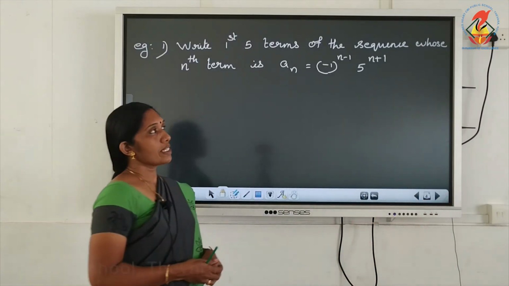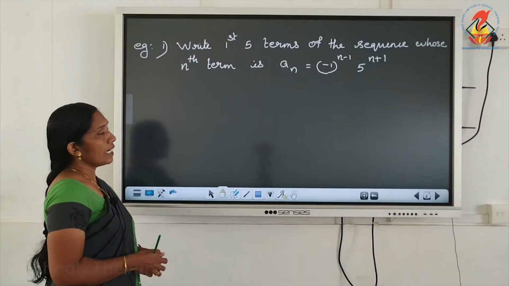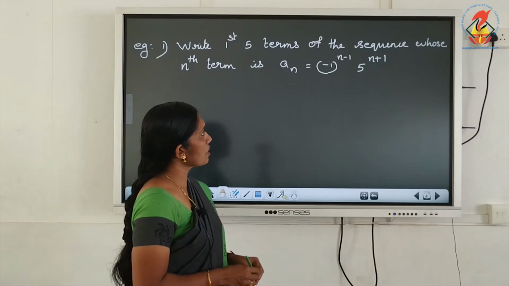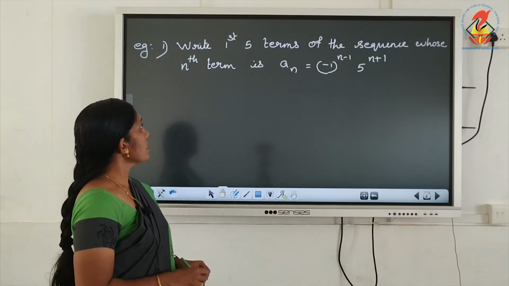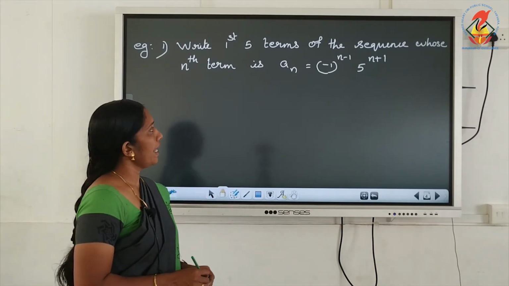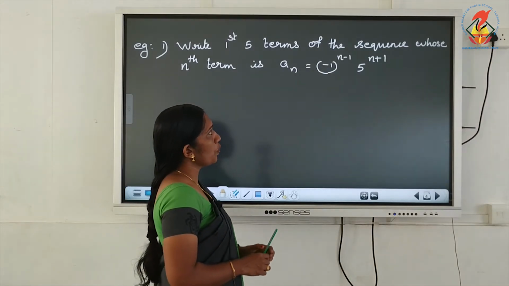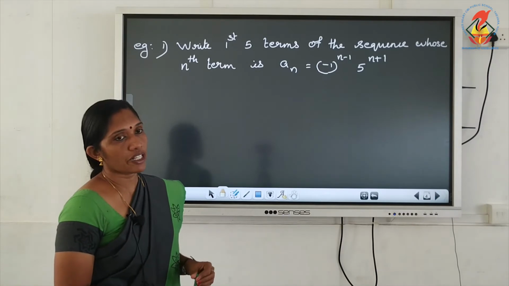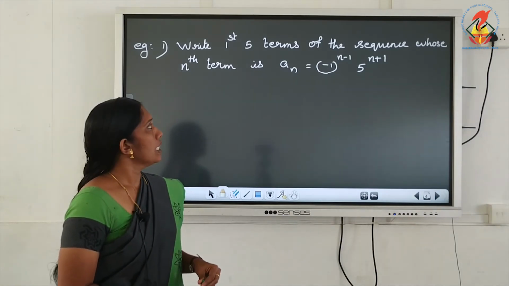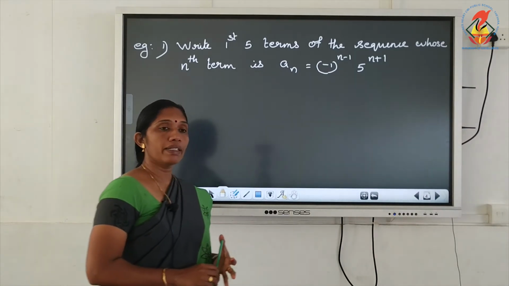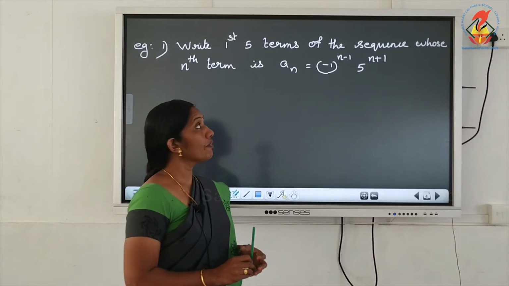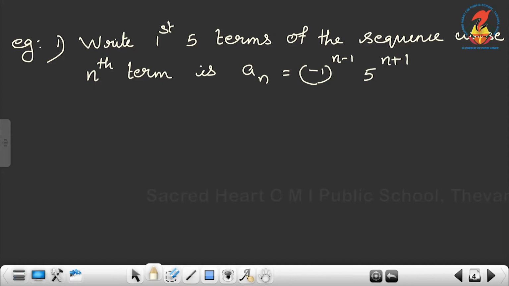Now the question: write the first 5 terms of the sequence whose nth term is a_n equal to (minus 1) raised to n minus 1, times 5 raised to n plus 1. So here the general term, the nth term, is given. We have to write the first 5 terms. You all know how to do this.